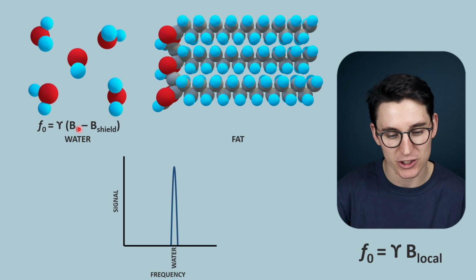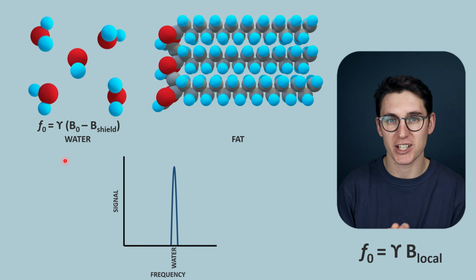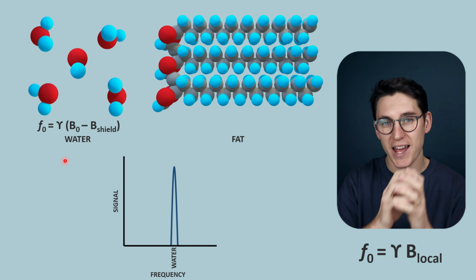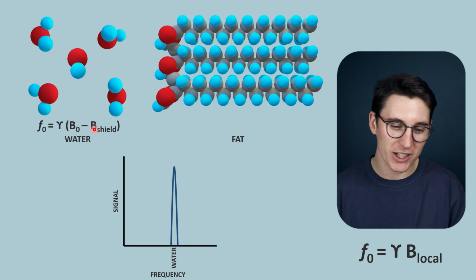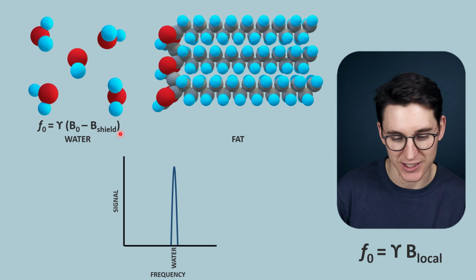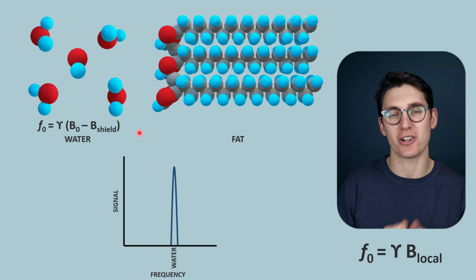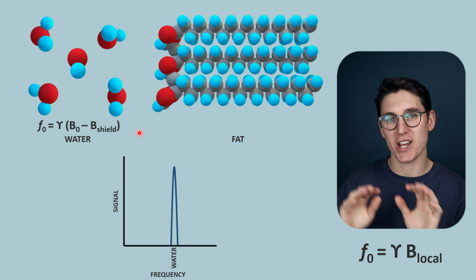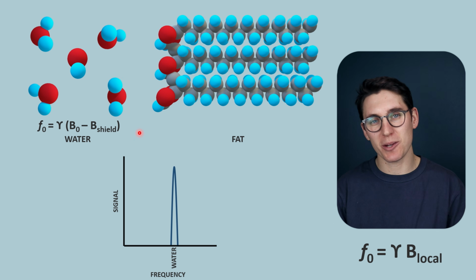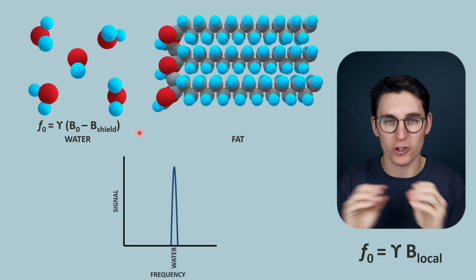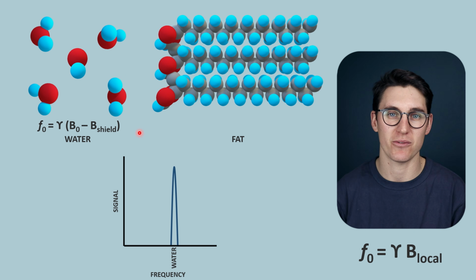So we get a precessional frequency that is pretty much a product of the gyromagnetic ratio and our main magnetic field. Now we can't actually calculate this here. It's difficult. This is such a small value. It's difficult to put actual numerical values in here. What we can do is generate an image and then make assumptions as to what the differences in local magnetic fields are within water and within fat.